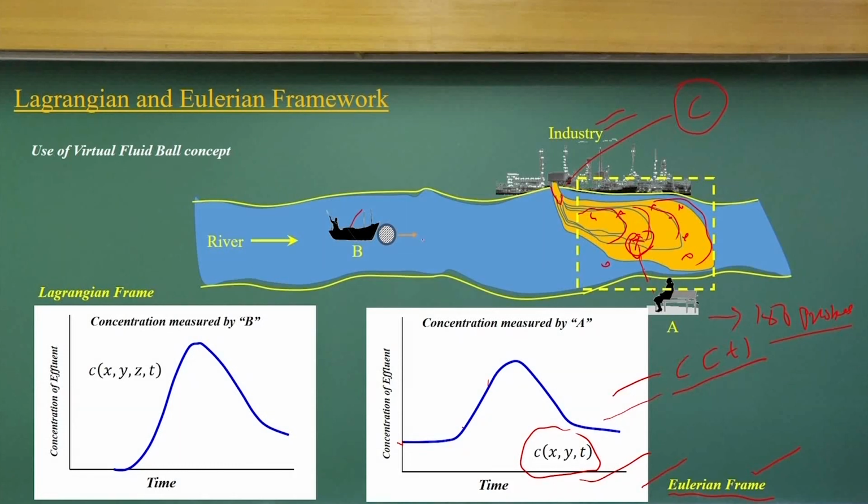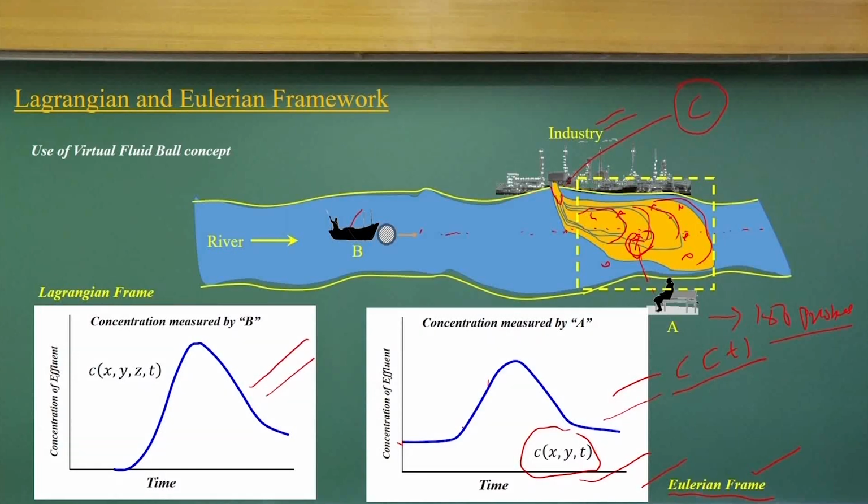As it travels, that means particles are moving. These fluid particles, or virtual fluid balls, are moving. That is the concept we have: the virtual fluid balls are moving. As a virtual fluid ball moves, as soon as it reaches here the concentration increases, and as it goes through, the concentration decreases. So, you will have these functions.